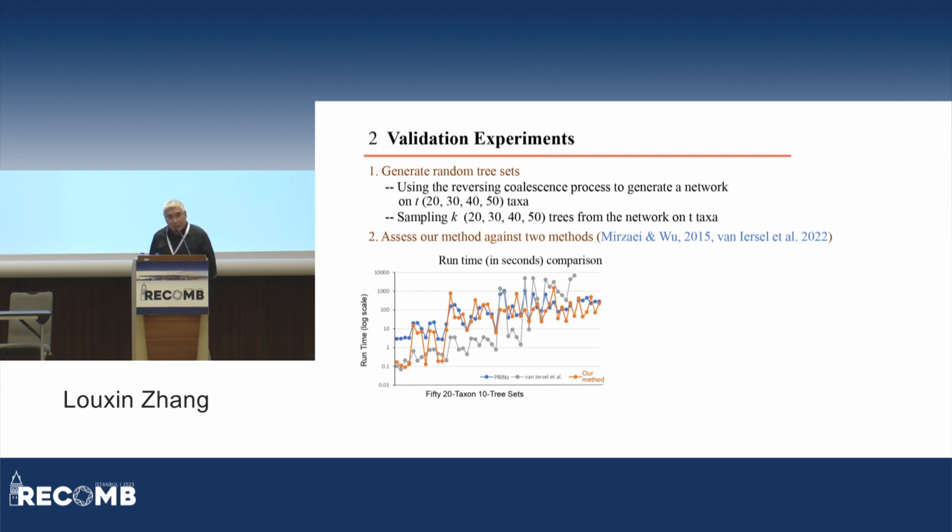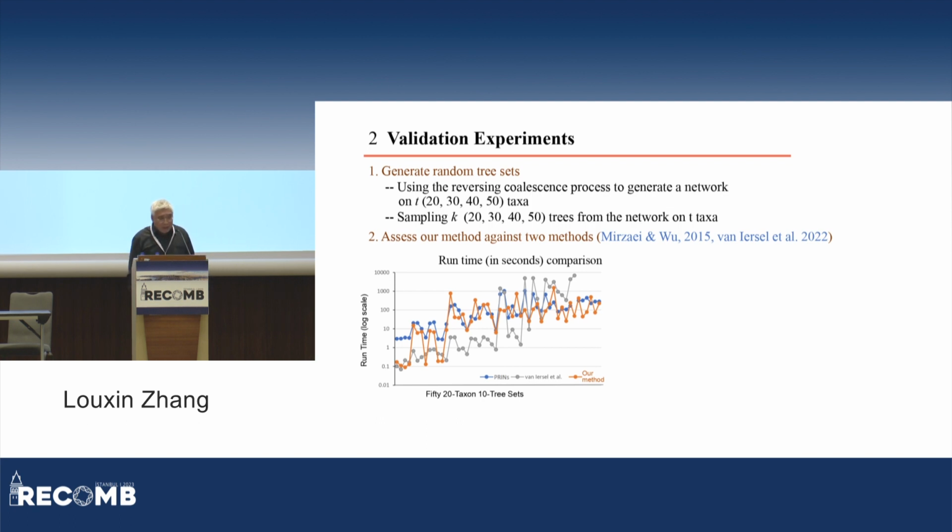Now we look at the validation of the method. We generate random tree sets, using a reversed coalescence process to generate a network on T taxa, then sampling K trees from the network. Then we compare the method against two methods, one published in 2015, another one published in the last year. So here are some statistics.